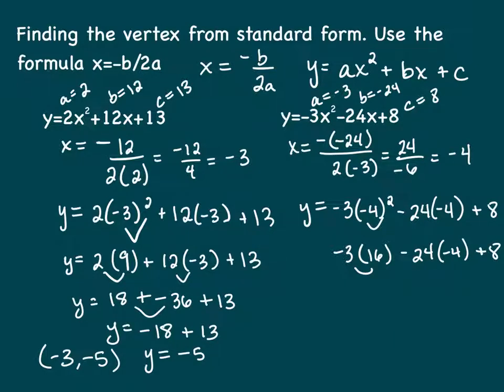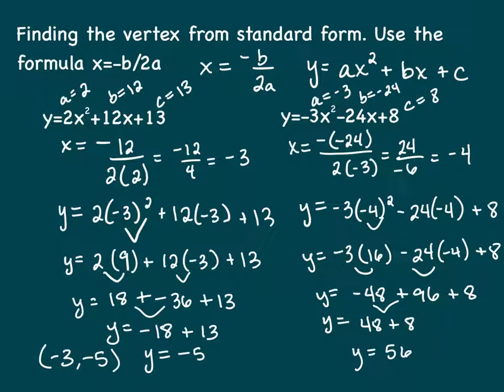-3 times 16 is -48. 24 times -4 is +96. Drop down the plus 8. These are all, once again, y equals -48 plus 96 is +48. Drop down the plus 8. So y equals 56. It's got the point -4, 56.